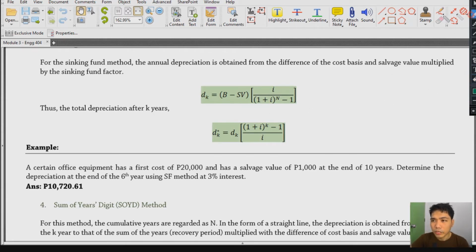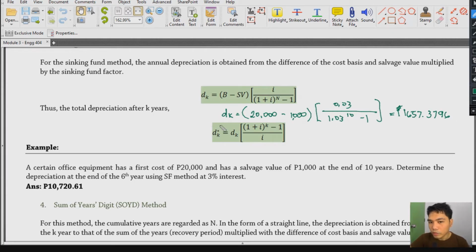But let's first try solving for our annual depreciation. In this case, your D sub K is equal to B minus SB, the cost basis minus the salvage value, multiplied by the sinking fund factor, 0.03 divided by 1.03 raised to 10 minus 1. This gives us an annual depreciation equal to 1657.3796 pesos.